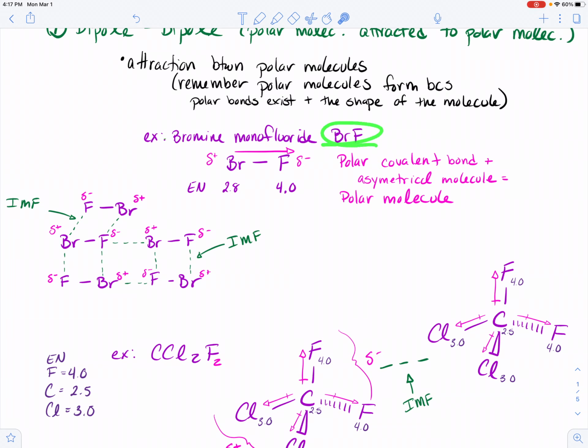The first one we're going to look at is a pretty simple example. We're going to look at a linear molecule of bromine monofluoride. Bromine has an electronegativity of 2.8. Fluorine has an electronegativity of 4.0. That is going to create a dipole because fluorine is more electronegative than bromine. So that's going to create an uneven pull of electrons toward fluorine. That gives this side of the molecule a partial negative charge and this side a partial positive charge. There's nothing canceling out this dipole, so this is going to be a polar molecule, because one side has that partial negative and one side has that partial positive.